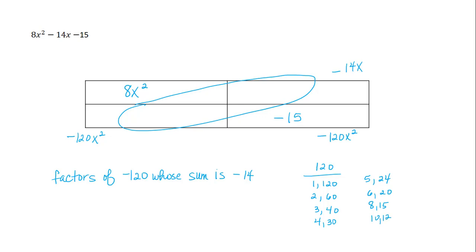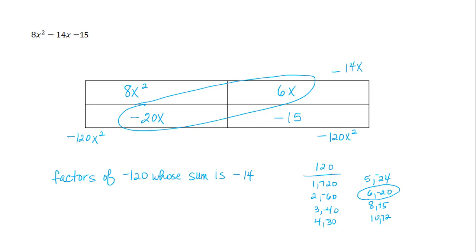I need to think about, first of all, to be in negative 120 and have a negative sum. That means that when I add the two numbers, the larger one's going to be negative. So we want to think about a negative on the larger of all of these numbers for the product to be negative and for the sum to be negative. And then I'm looking to determine which one has a sum of negative 14. Now, as I look down the list, that comes up at 6 and negative 20. So I'm going to put in a 6x and negative 20x, and again, it doesn't matter the order in which you put those numbers in.